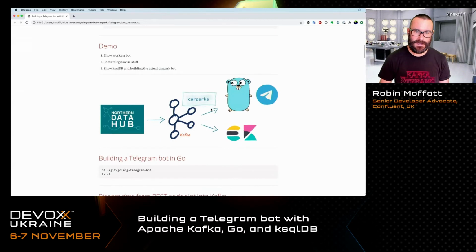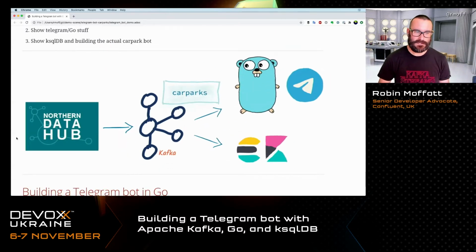But what we're doing here is we're building this thing out. So we're taking data from the source API, streaming it into a Kafka topic. We're going to do a bunch of processing, which I'll show you. And then we've got our bot, which is written in Go, which interfaces with Telegram. We're also going to stream the data over into Elasticsearch so we can build some analytics on top of it.